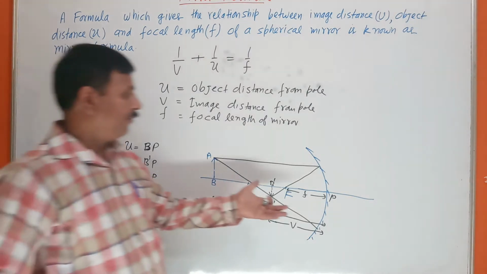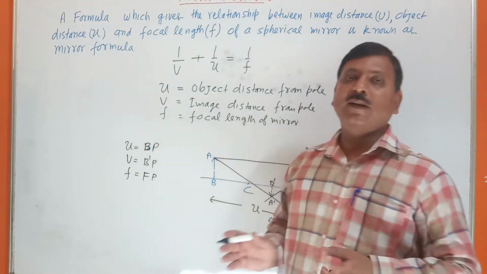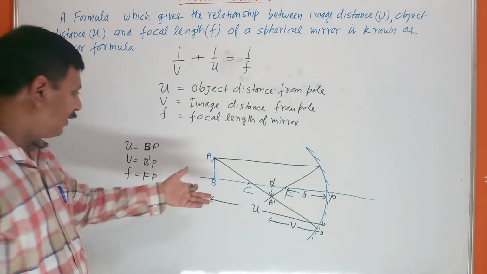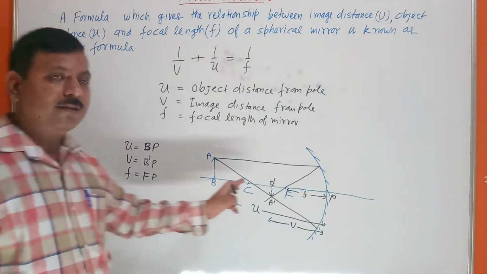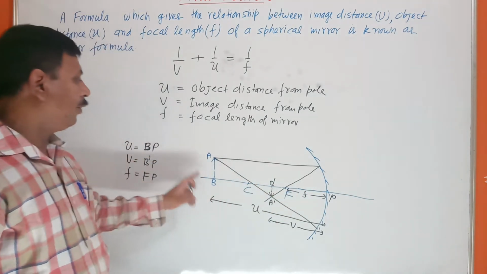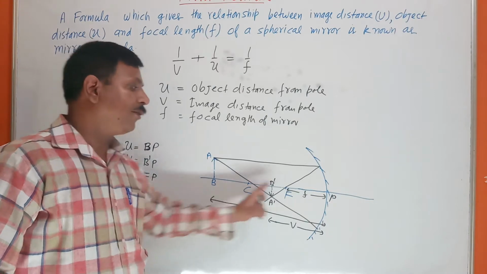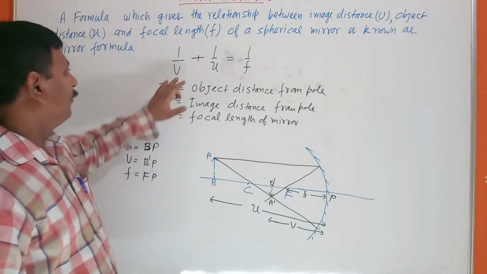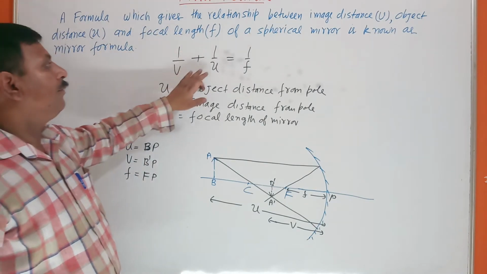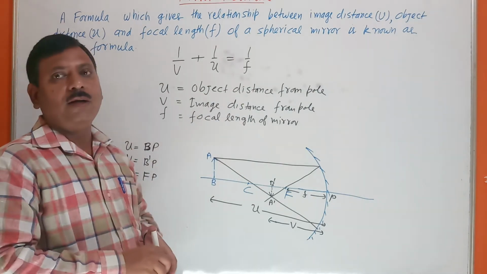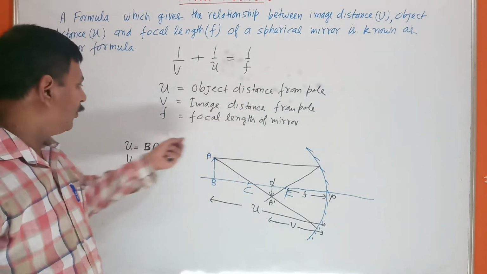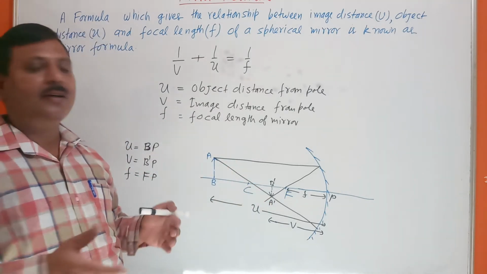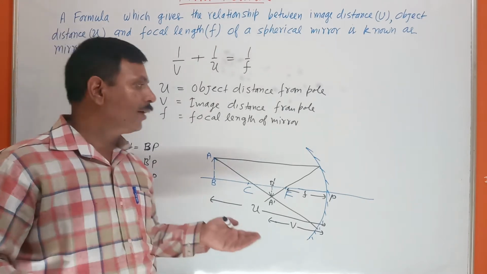Further, we will see about the sign convention, when we take positive and when we take negative. I will discuss it after this. The image distance means the distance of the image from the pole. Object distance means the distance of the object. All lengths we are taking along the principal axis. So the mirror formula is 1 upon V plus 1 upon U is equal to 1 upon F. We will check about the sign convention, where we have to take positive and where we have to take negative.